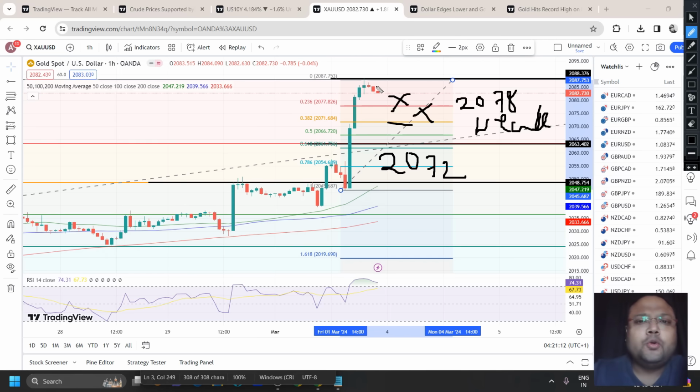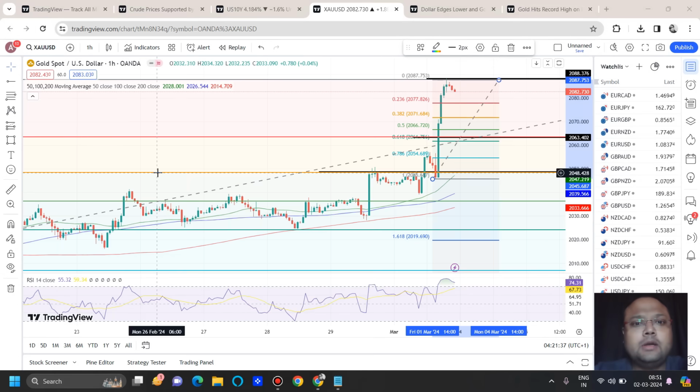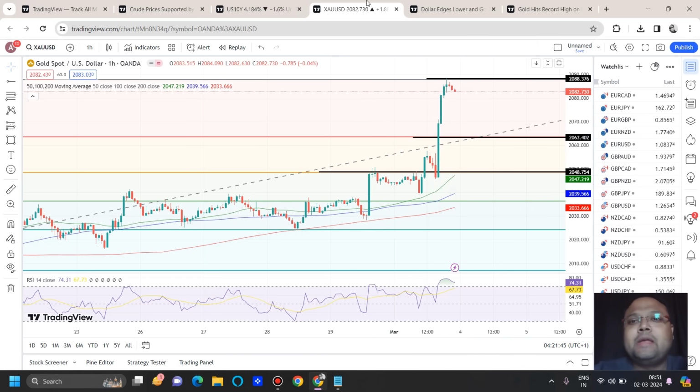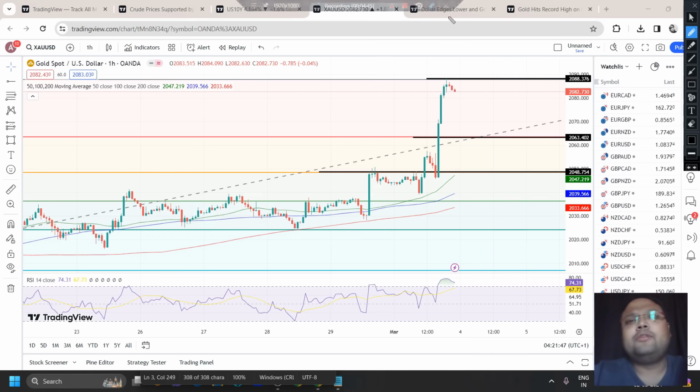So in short, we have two levels. If market comes for proper retracement, then we have 2063, 2048 to 2050, where we can look for support. If market takes support and bounces, we can look for a buy position. But if market doesn't come for proper retracement, then we can look for a risky buy around 2072, 2078. These are the two levels. And if you already have a buy, again I'm repeating, no need to exit, enjoy the ride, because further upside is very much possible. And sometimes market doesn't come for retracement at all.